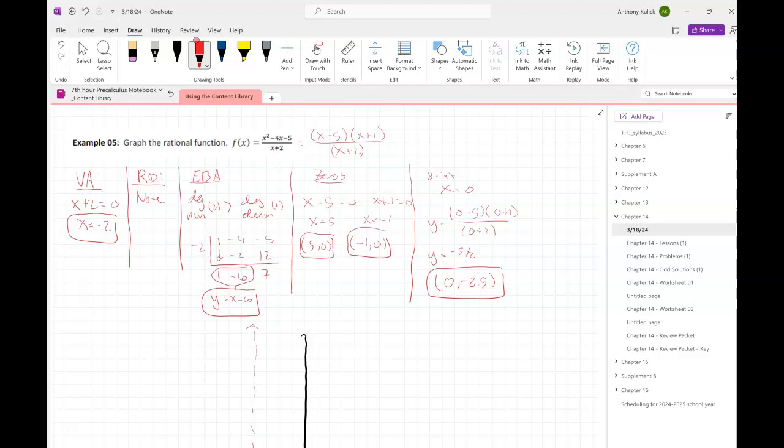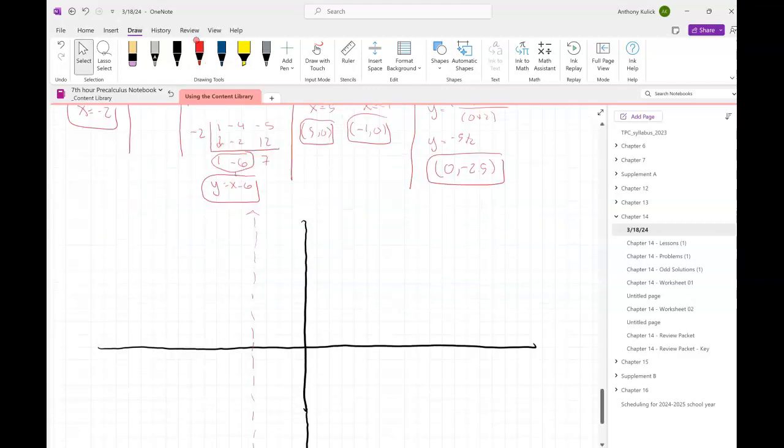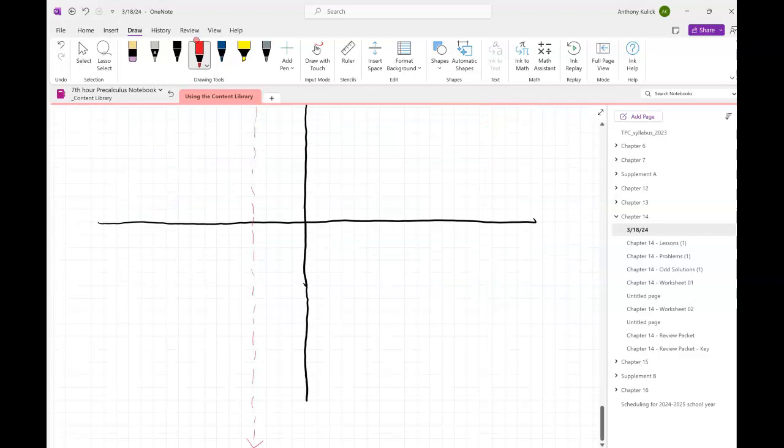How many points do we need to graph a line? 2. I'm going to pick x to be 0. So 1 point is 0, -6. I'll pick the other point to be 6, which gives me the point 6, 0. 1, 2, 3, 4, 5, 6, 7, 8, 9, 10, 11, 12.